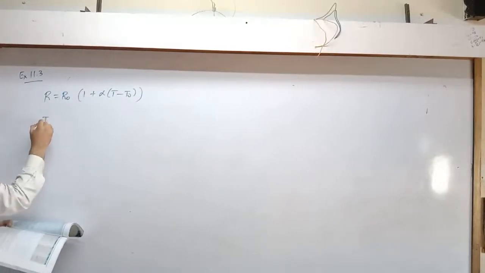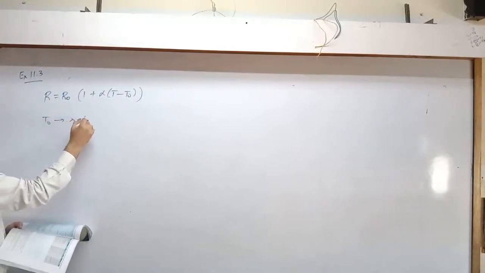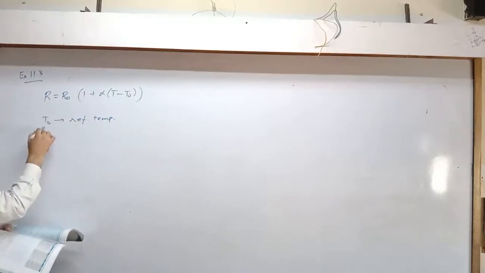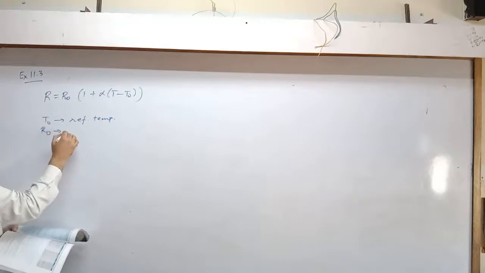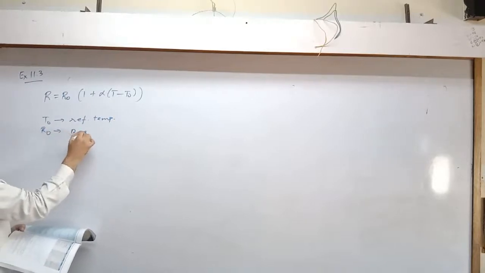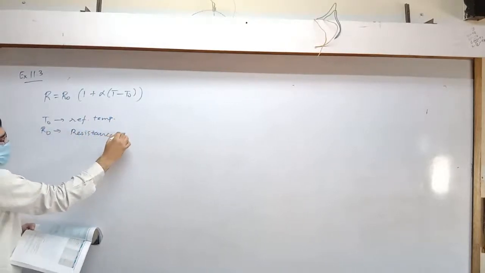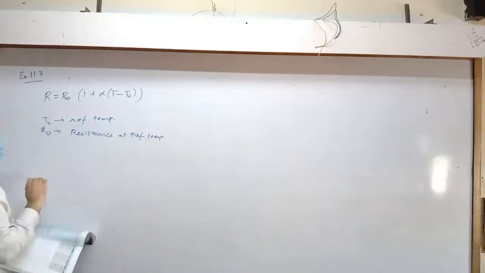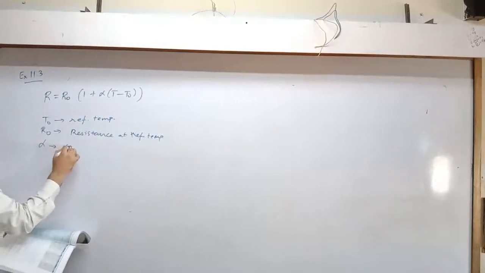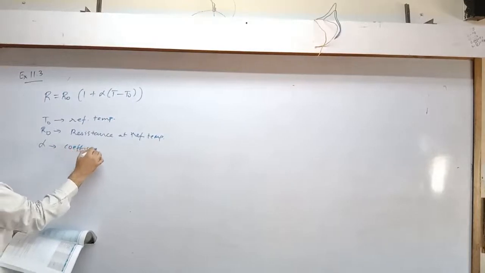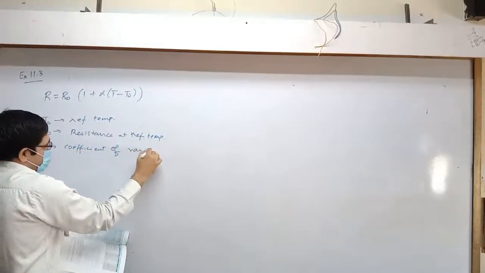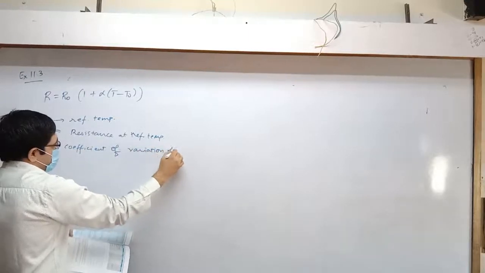It means T0 is some reference temperature. Okay, and at that temperature the resistance is R0. So R0 is the resistance at reference temperature. Okay, alpha is called the coefficient of variation of resistance.